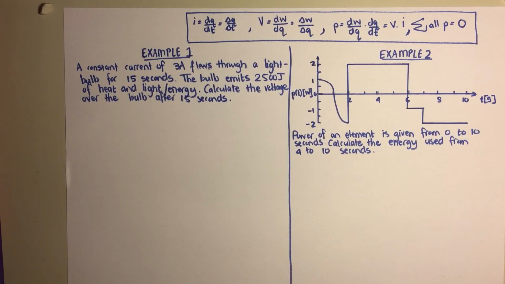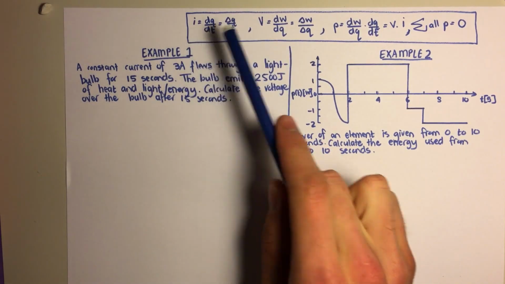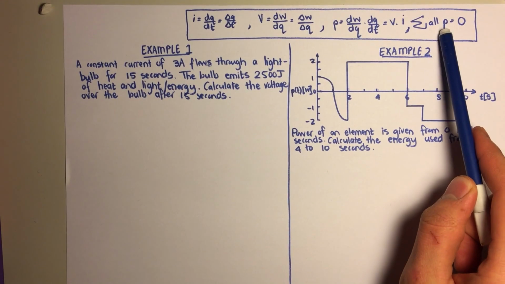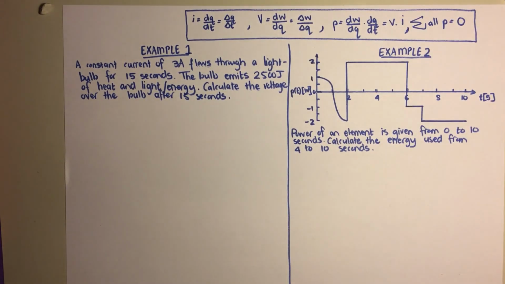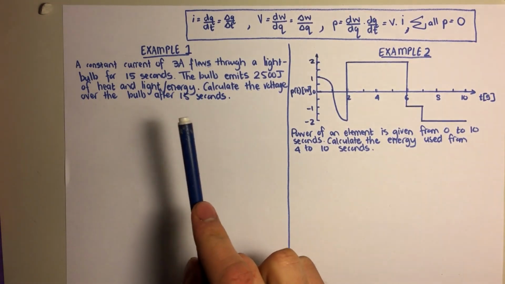So in this video I'm going to cover two examples relating to power, current, voltage, and above you can see the formulae from the previous video. It's the formulae for current, voltage, power, and the fact that the sum of all the powers in a circuit is equal to 0.